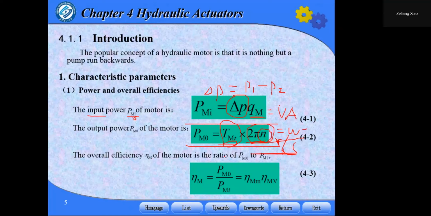The last one, the overall efficiency η_M of the motor, is the ratio of P_MO to P_MI. It can be calculated by this expression, and equals the ratio of this one to this one. So it also equals the mechanical efficiency multiplied by the volumetric efficiency.